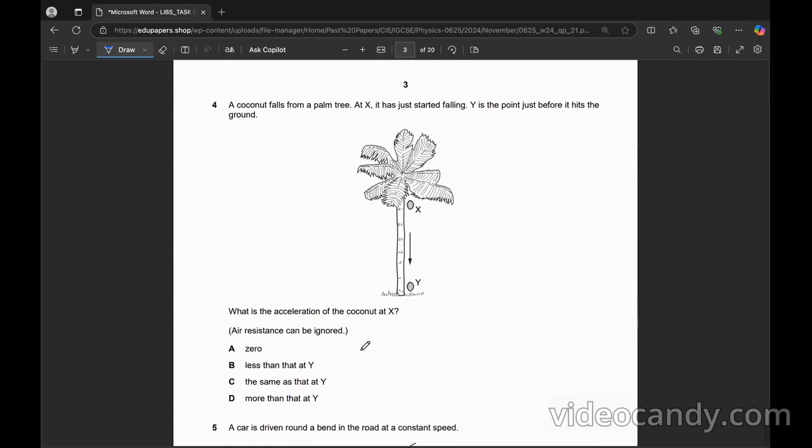Number 4. A coconut falls from a palm tree. At X, it had just started falling. Y is the point just before it hits the ground. What is the acceleration of the coconut at X? Air resistance can be ignored, and this means that it's free fall. So at free fall, the acceleration of any object is just 9.8 meters per second squared. And because this is just a palm tree, the distance cannot be that high, and on the Earth's surface, the acceleration remains constant. So it will be the same, C.